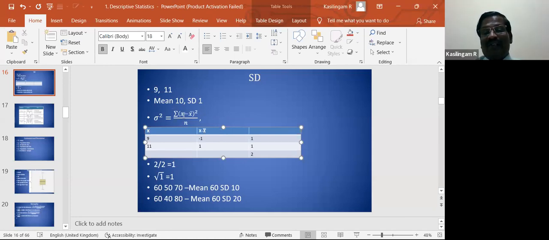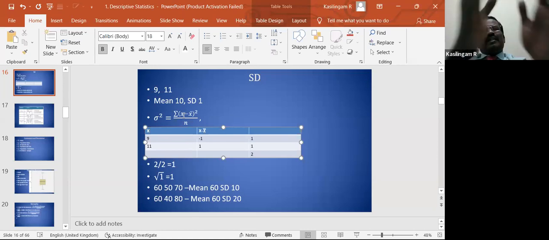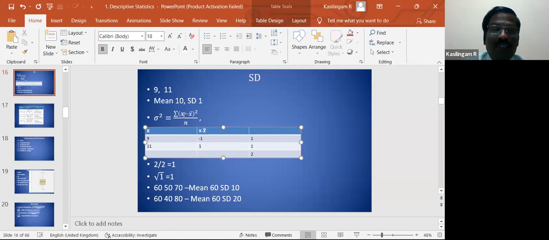Now the summation of x minus x bar will be 0 always. Why is it 0? Because we are taking the central value, the mean, the average. Some values will be on this side, some on this side. There will be equal minus and equal plus, so when you add, it will be 0. The standard deviation is actually the deviation from the mean, but since we take x bar, it will be 0.